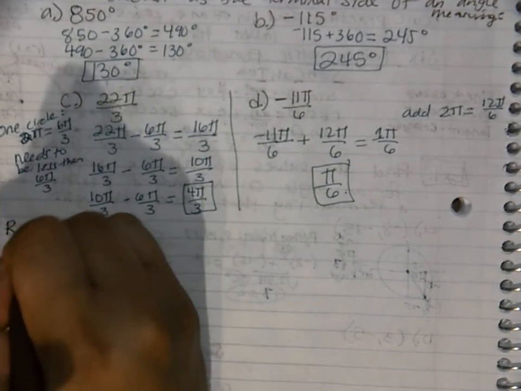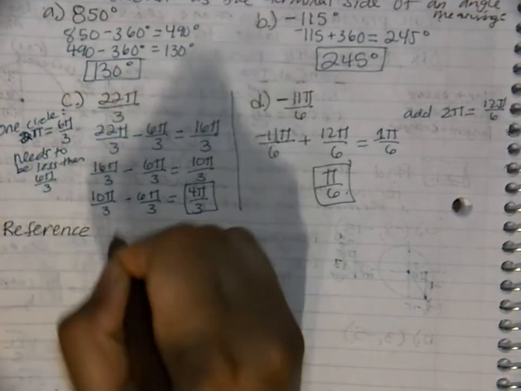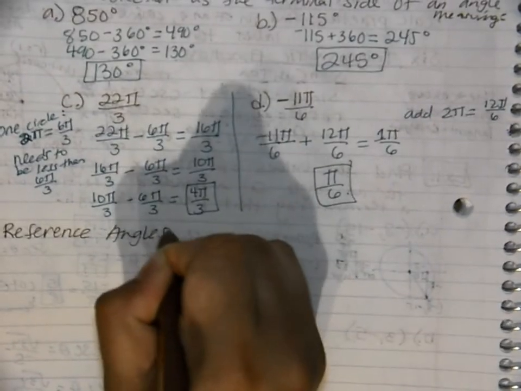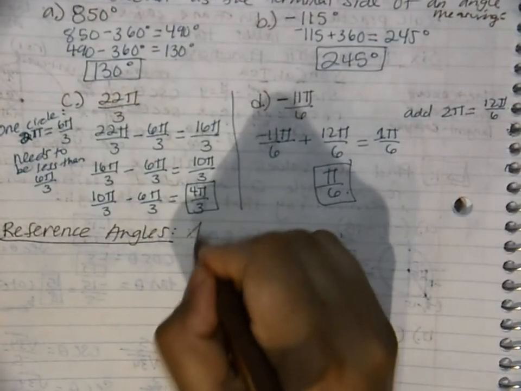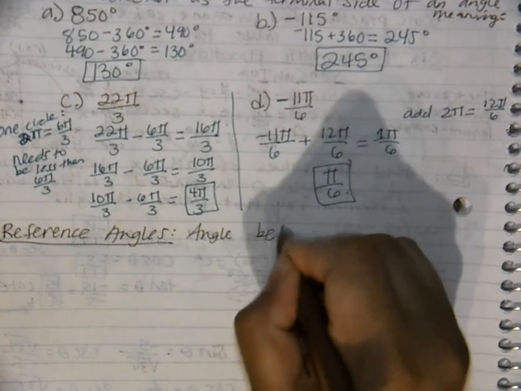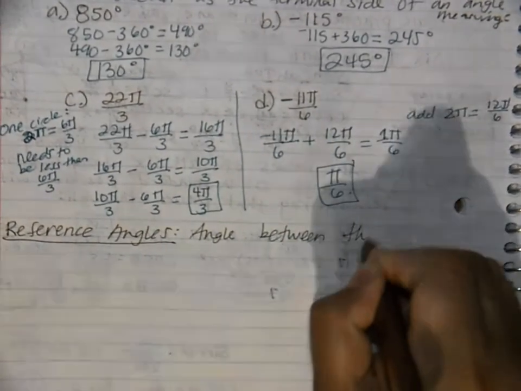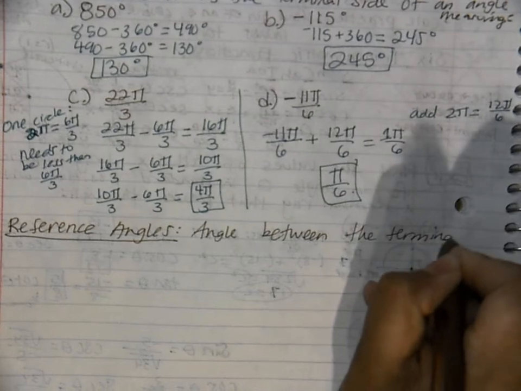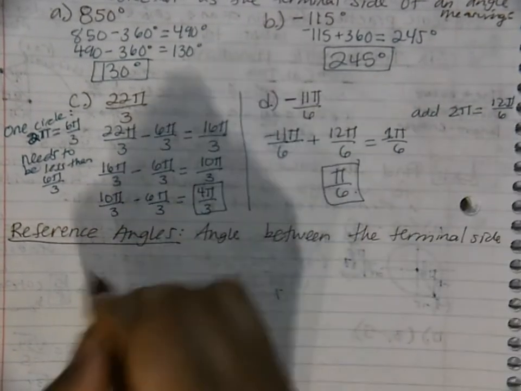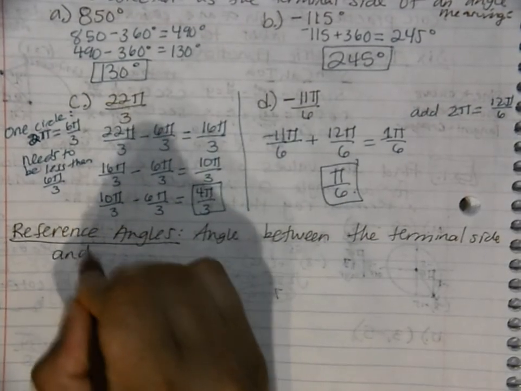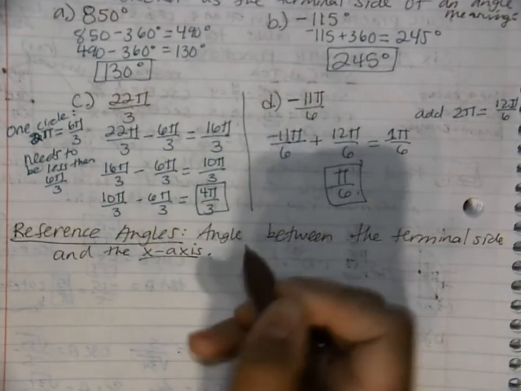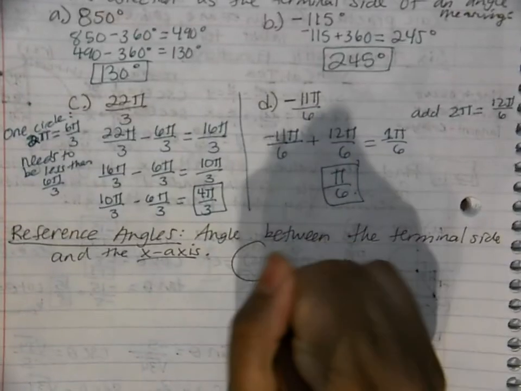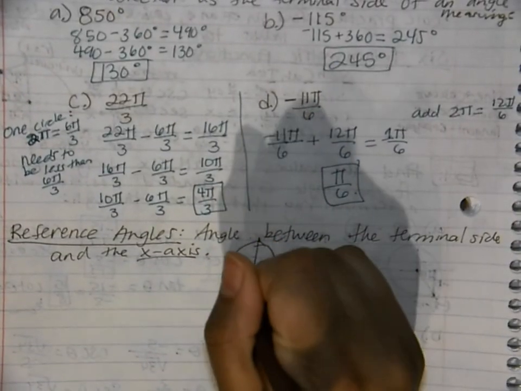All right, before we get to the last example, you have to know one more type of angle, which is called a reference angle, or reference angles. Reference angles are angles between the terminal side and the x-axis. So remember where that is. I'll draw a little sketch real quick. It could be like my unit circle.